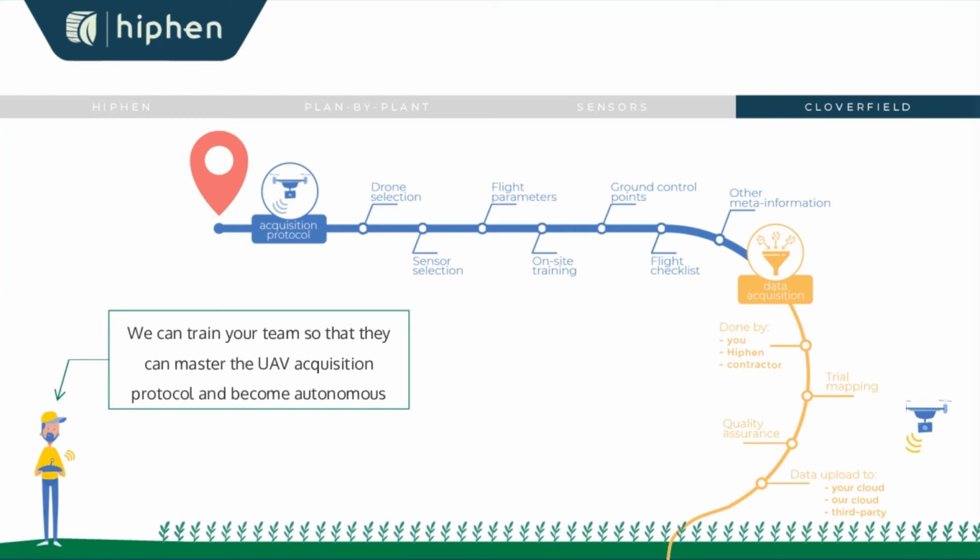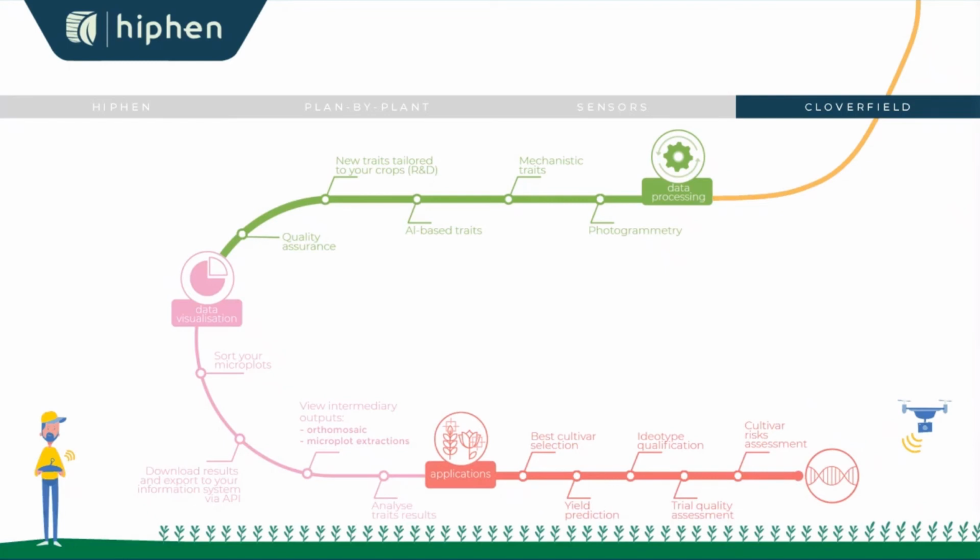So we have a process in place to accompany you in the first phase around the protocol, and then on the data acquisition. If you in-house it and do it yourself, then we will be with you along the way to help you. And the last part of this process is for us to automate the data processing. The traits and this plant-by-plant monitoring are something that we process automatically in Cloverfield, which is the name of our data platform, and this platform does a lot of things for us.